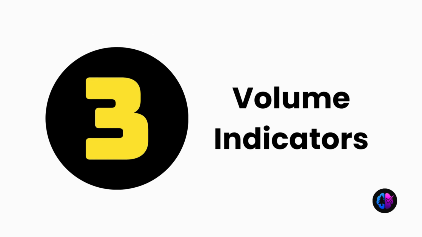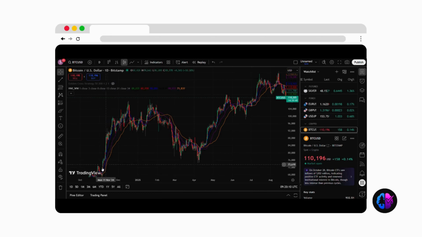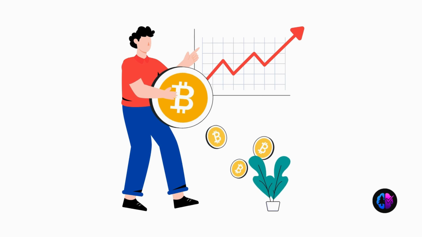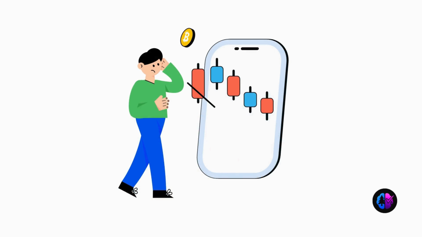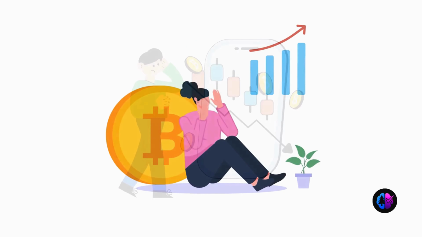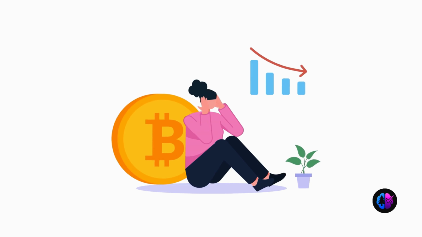Third, volume indicators. These answer the most important question: is this move real or fake? High volume confirms price moves. It's like seeing thousands of traders agree with the direction. Low volume? That's a warning sign of weak conviction.